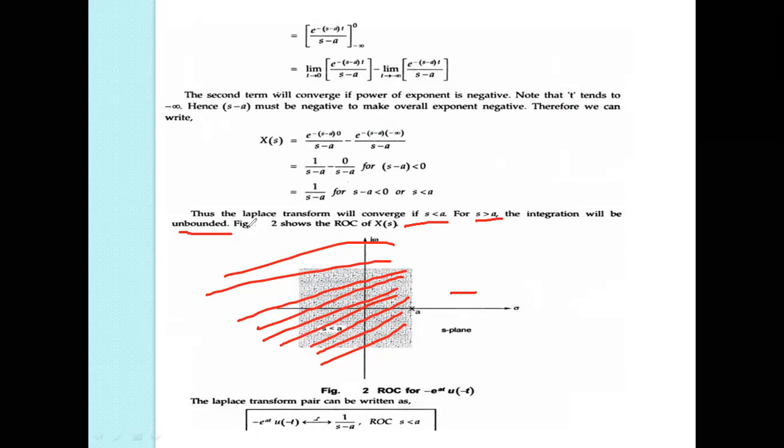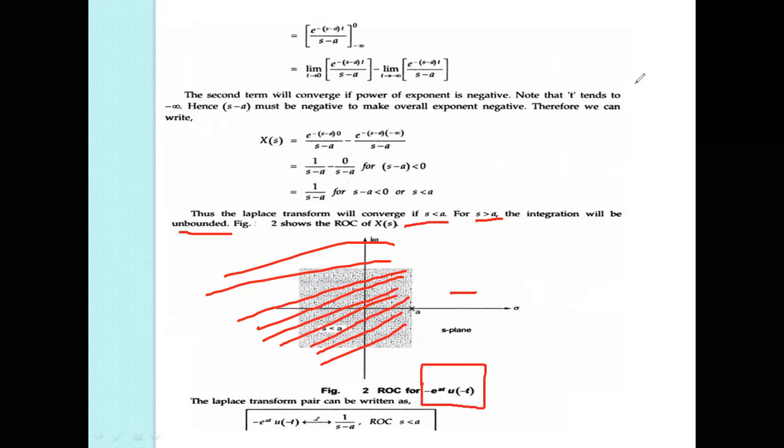You can say that it exists for all the values of s from minus infinity to a, where the Laplace transformation exists. Otherwise, it does not exist. It is nothing but the bounded and unbounded values. Remember this for e power a t mu of minus t.